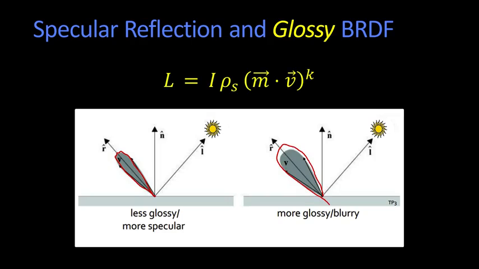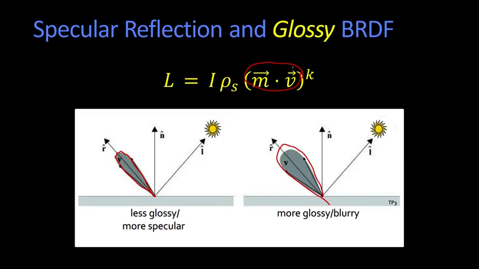That's written as this equation, which says that now instead of the delta function, I just take the cosine of the angle between them, m dot v, raised to some exponent k. If the angle between them is 0, that means it's the perfect mirror angle, then that dot product is 1, raised to k it stays 1, and I get a perfect reflection. But as the angle falls off a little bit, cosine becomes a little less than 1, and when I raise a number less than 1 to the k, as k gets bigger, that falls off faster.